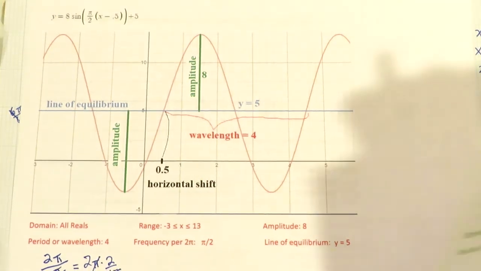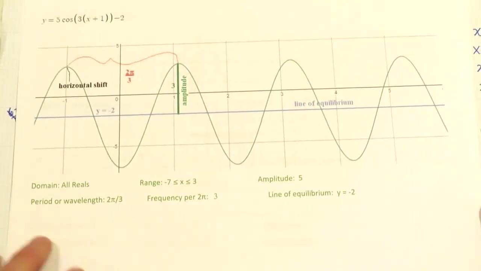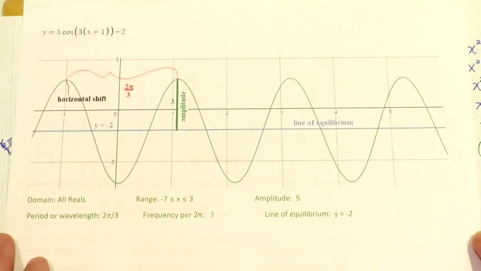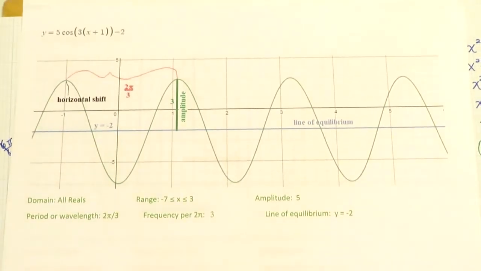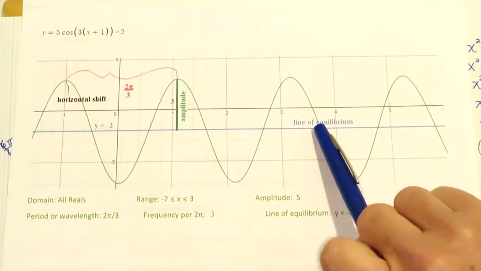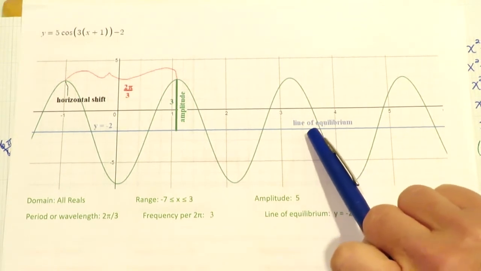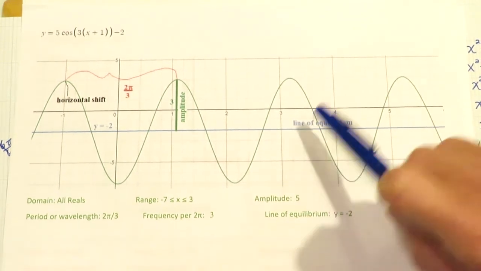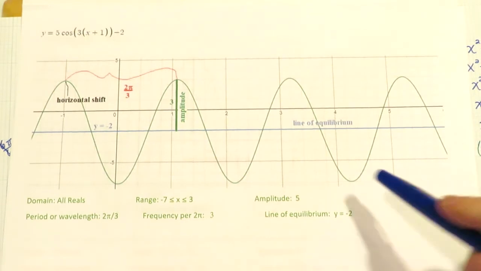Looking at another example, here we have a cosine. So we have 5 times cosine of 3 times the quantity x plus 1 and then minus 2. So the minus 2 is telling me my line of equilibrium. It's the middle of the wave. So I subtracted 2, so I shifted the function down 2.